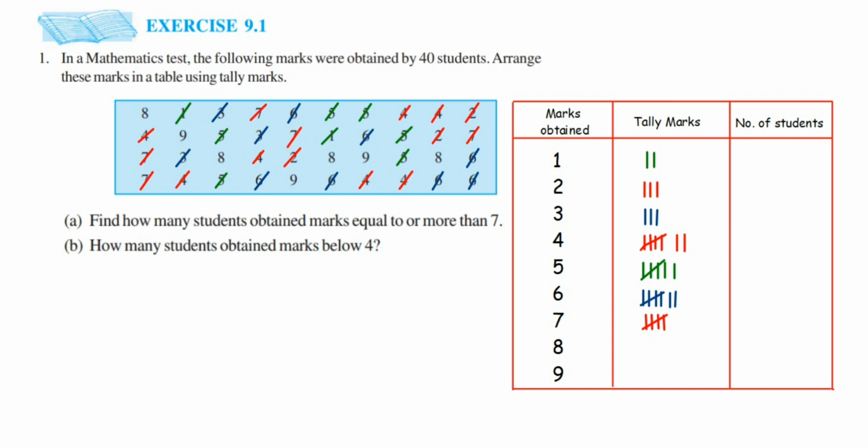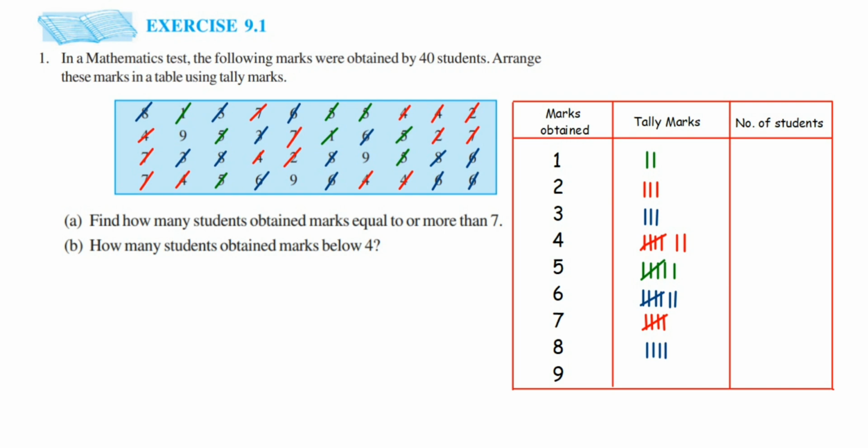Next, we have to find the number of students who obtained 8 marks. There's one 8 in the first row. We'll draw 1 tally mark. In the second row, we don't have any. In the third row, we have two 8s, 1 and 2 here. So we'll draw 2 more tally marks. In the fourth row, we don't have any.